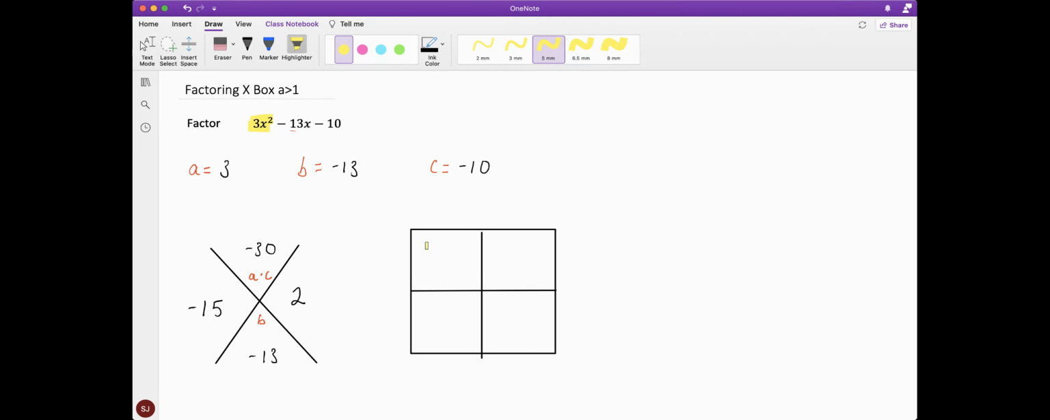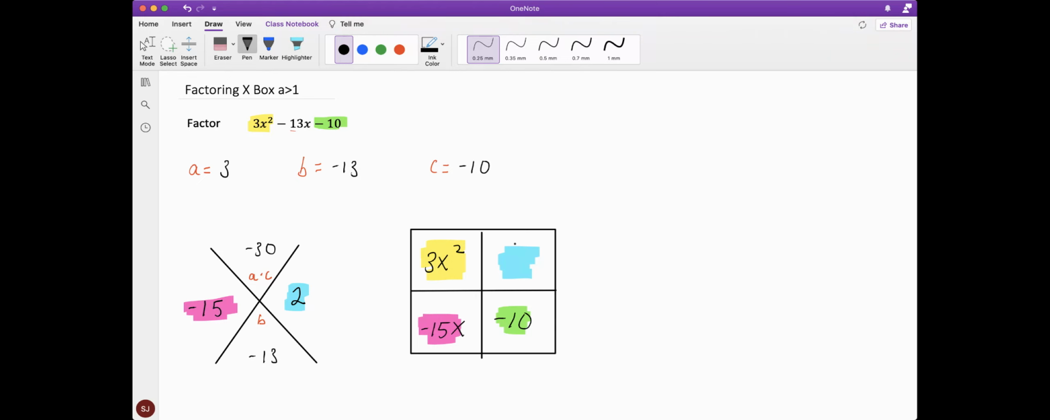So filling out the box is the same as yesterday. The very first term, which is in this case 3x squared, comes in the beginning. The very last box here is the constant, which is negative 10. And then on the sides, negative 15 comes here and 2 comes over here. Let's fill it out. Negative 15, don't forget your variable x, and 2 and x.